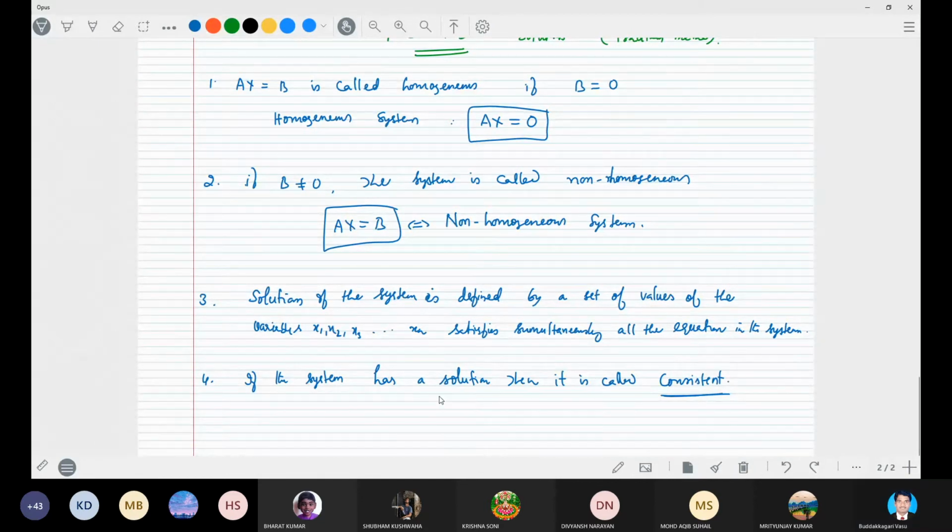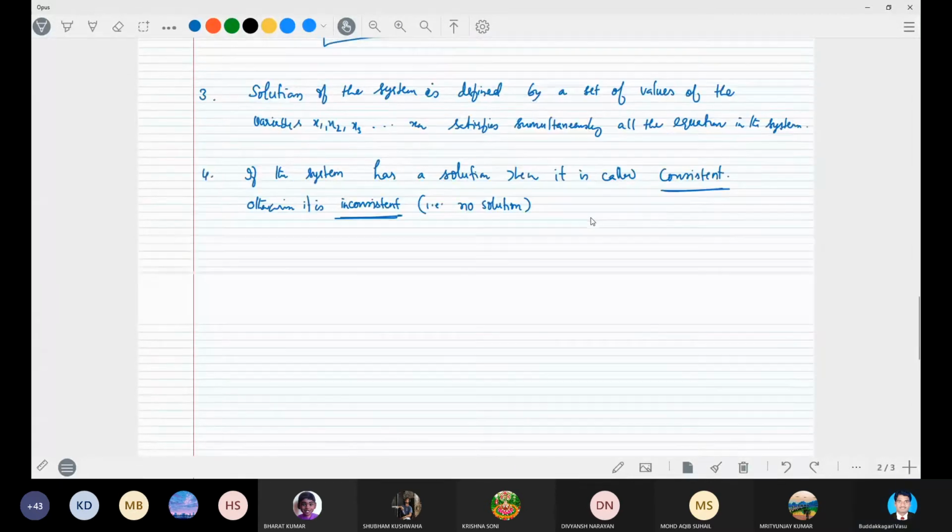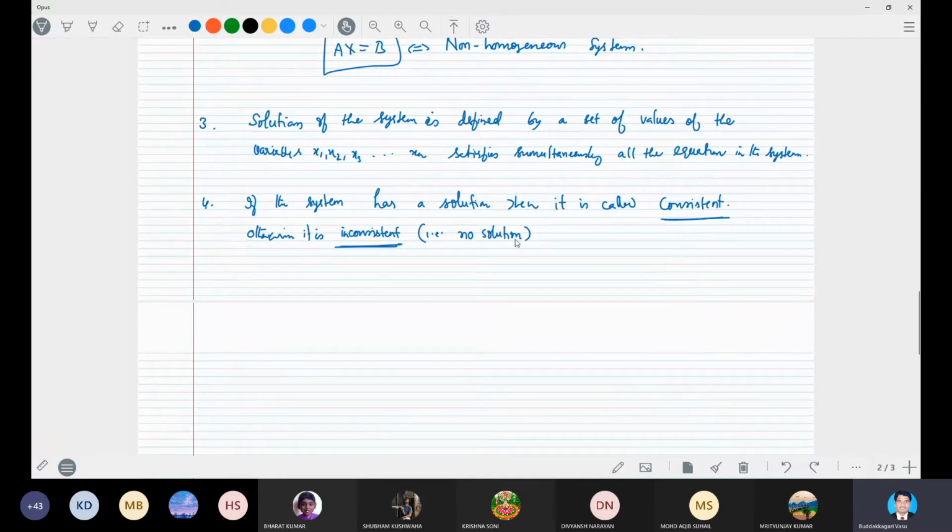Okay, otherwise it is inconsistent. That means no solution. If a system does not have any solution, then it is said to be inconsistent. If a system has a solution, then it is said to be consistent.